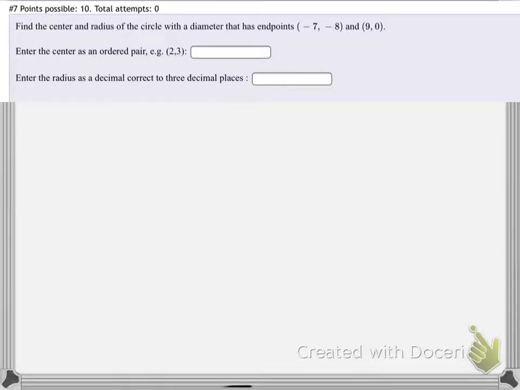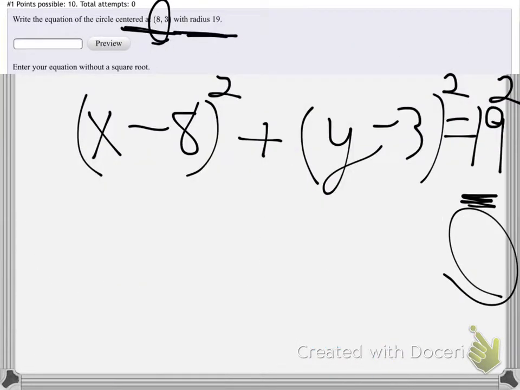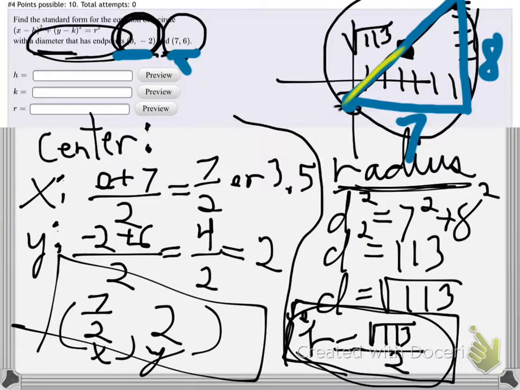Whatever. So we have to find the center and the radius of a circle. It's got a diameter that has endpoints here and there. I feel like maybe we've done this already. Did we do this already? Let's see here. They gave us endpoints of it. What the heck? Okay. Not that one.